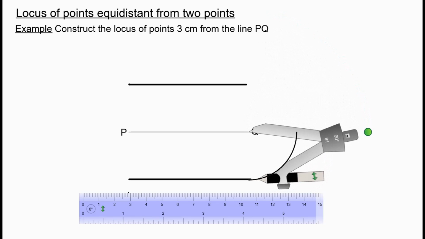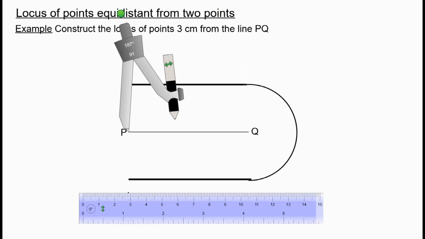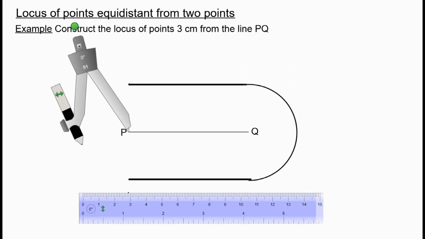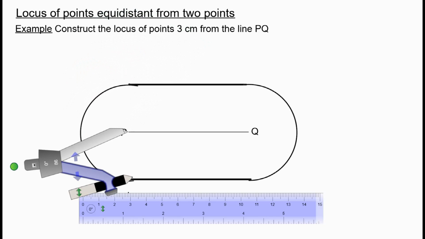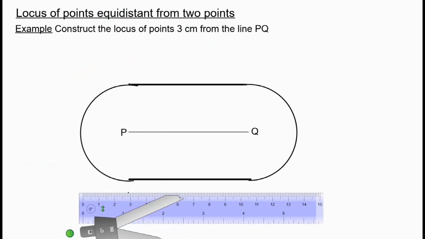And they should exactly meet. There we go. And that should be, well, it's a little bit off, but that should be the locus of points 3 centimeters from the line PQ.